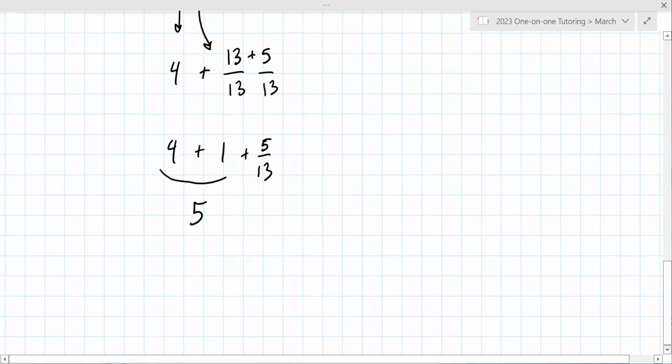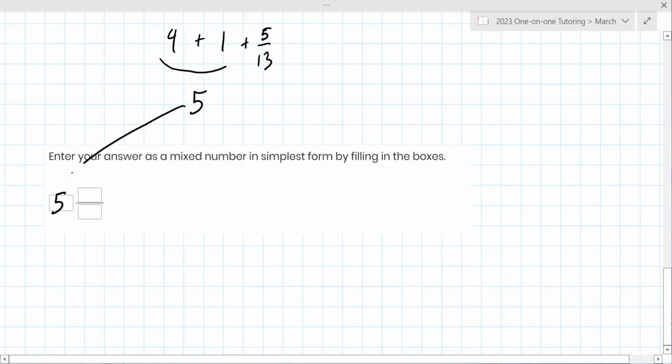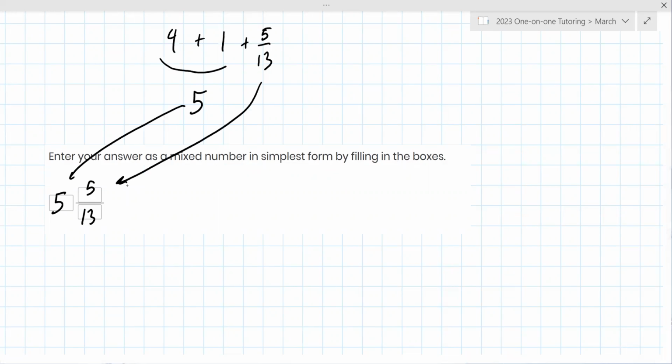Now the way they want you to answer this is to fill in the boxes here. So you're going to write the 5 there, and then the 5 over 13 there. Is that okay? Yes. Okay, so the good news is we get to do the same thing again. So that's good.